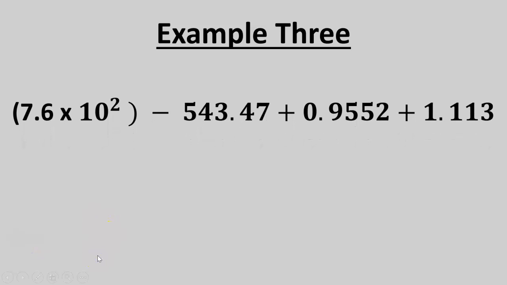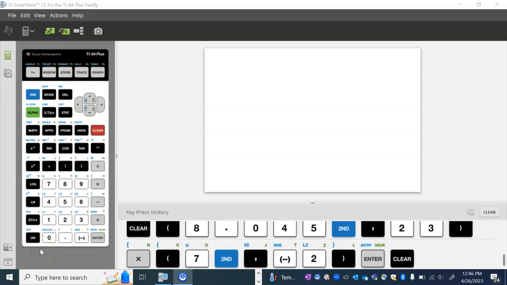Okay, so let's just do one more example with our calculator. The calculator is very, very important to make sure that you're getting the right numbers and the right values. So I just wanted to do one more. This is a little lengthy, but easy enough. So we have 7.6 times 10 to the 2 minus 543.47 plus 0.9552 plus 1.113. Now I'm going to pop back over to our calculator, but I want you to remember that we are not using exponents. So I'm going to enter this in exactly as it reads.